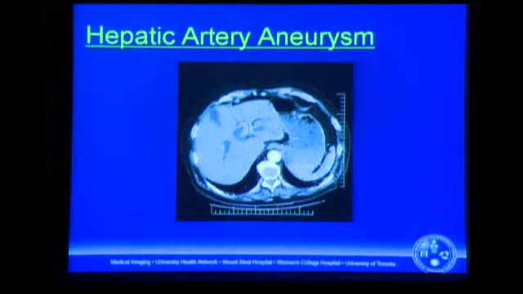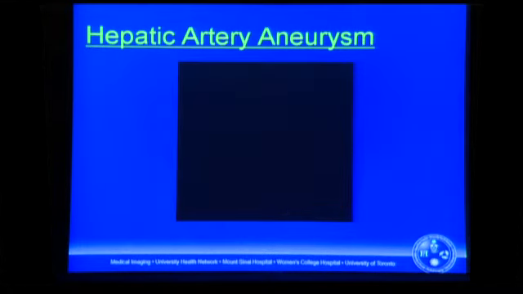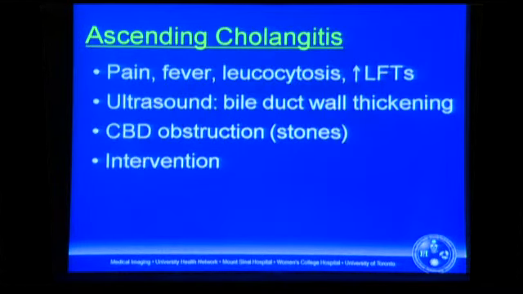Ascending cholangitis: pain, fever, leukocytosis, abnormal liver enzymes. To me, ascending cholangitis is a clinical and a biochemical diagnosis. Yet everyone wants an ultrasound to image these patients, and why is that?